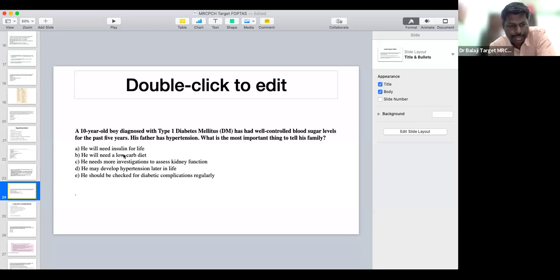I think here I just kept it to talk about the follow-up care. So he should be checked for diabetic complications regularly. So that's what you need to convey to the parents. For someone who has been taking care of the child very well for the past 5 years, you do not talk about the diet as well as insulin. So you have to talk about the complications. So they need to get screened for the complications.